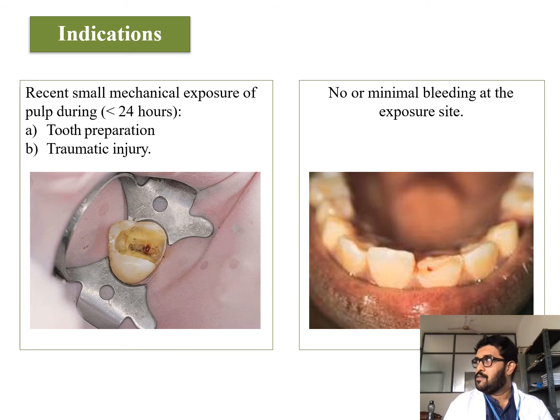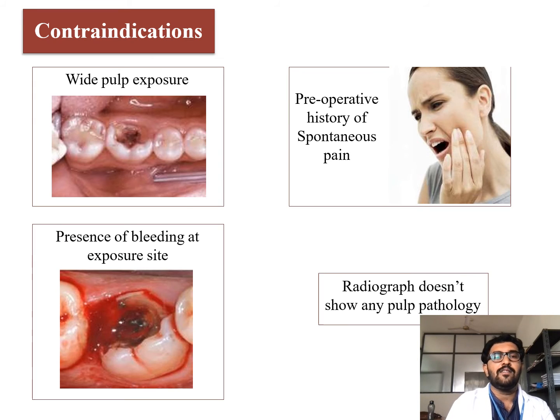What are the indications? Recent small mechanical exposure of pulp, during or less than 24 hours of tooth preparation, and traumatic injury. Non or minimal bleeding of the exposed tissue or site. Contraindications: wide pulp exposure, we can't go for it because we have to go for root canal therapy. Pre-operative history of spontaneous pain, presence of bleeding at the exposure site.